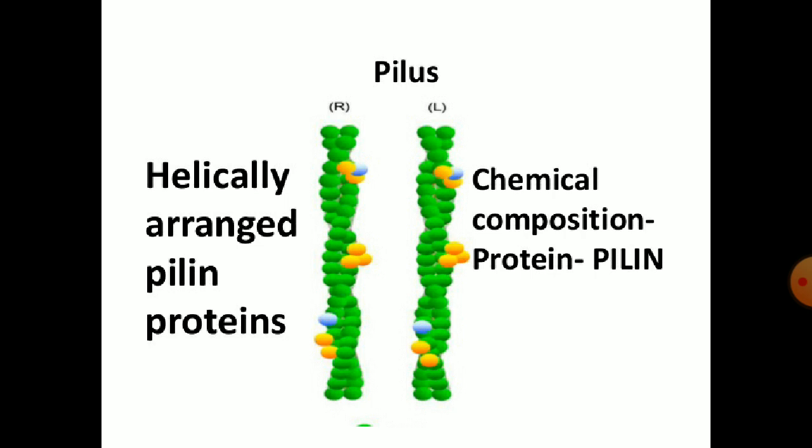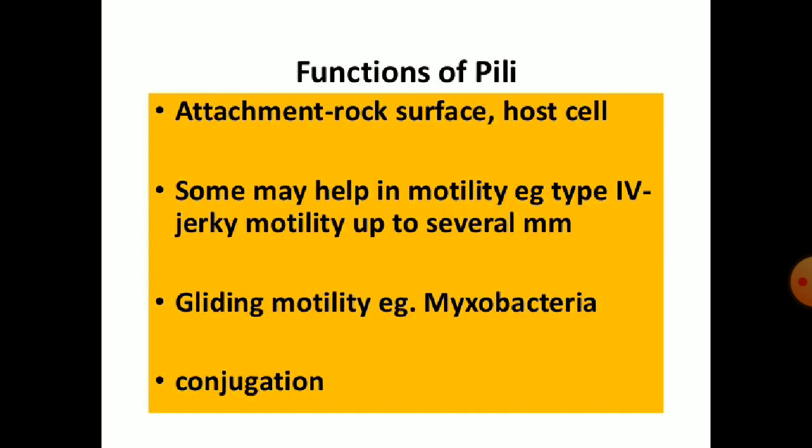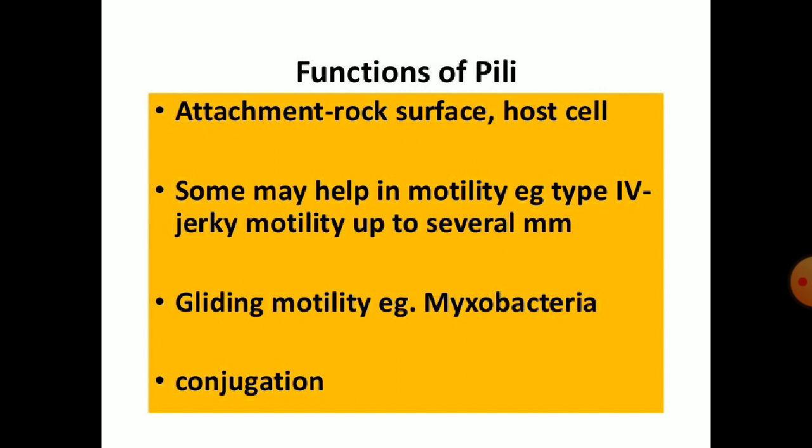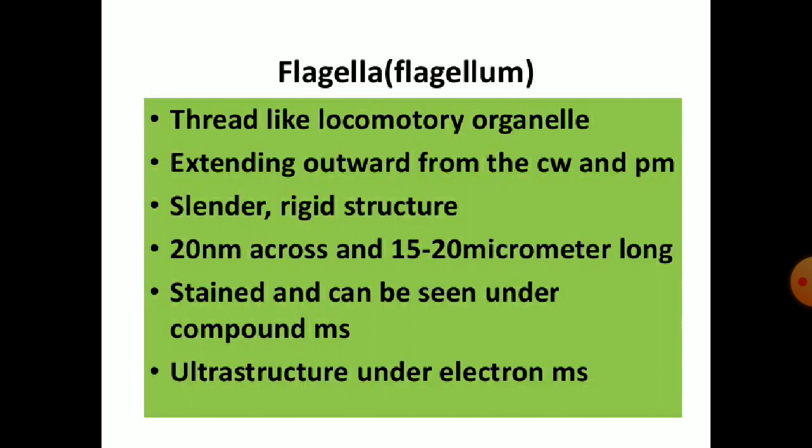Pili are helically arranged pilin proteins, and the chemical composition is protein. Functions of pili: attachment to rock surfaces and host cells. Some may help in motility. For example, type 4 twitching motility up to several millimeters, and gliding motility, for example in myxobacteria, and conjugation.